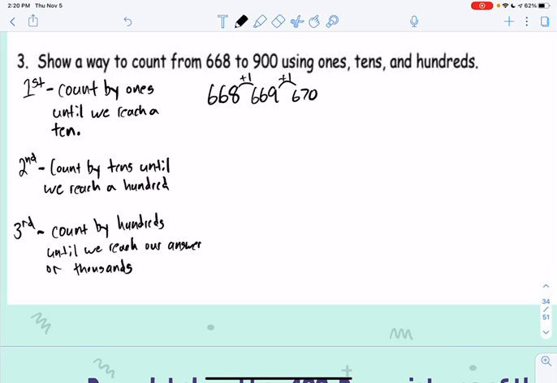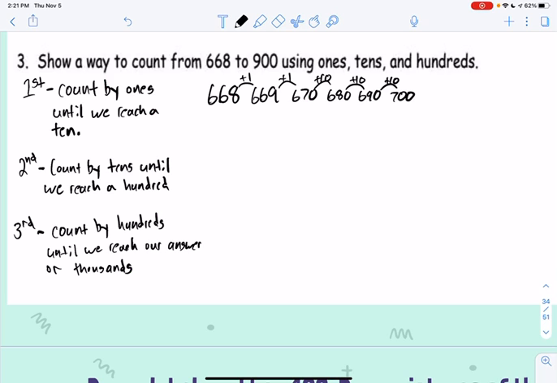I need to start my second condition, which is counting by tens until we reach a 100. So I'm going to count by tens. This gives us 680. I'm going to count by 10, which gives us 690. And I'm going to count by 10, which gives us 700. Have we satisfied the second condition? Yes, we have. Now let's do our third condition.